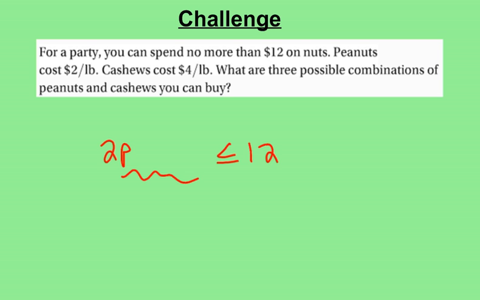Cashews cost $4 per pound. Those are the two nuts we're buying. What are the three possible combinations of peanuts and cashews you can buy? So there's your equation, or your inequality, and you can certainly graph it, but you'd have to solve for one of the variables so you can graph it. And I'm going to leave with that. Can you figure out what three possible combinations of peanuts and cashews would work? And that's what I'm going to leave you with.